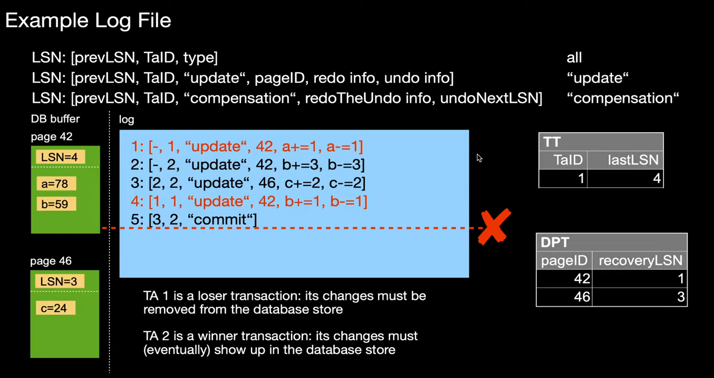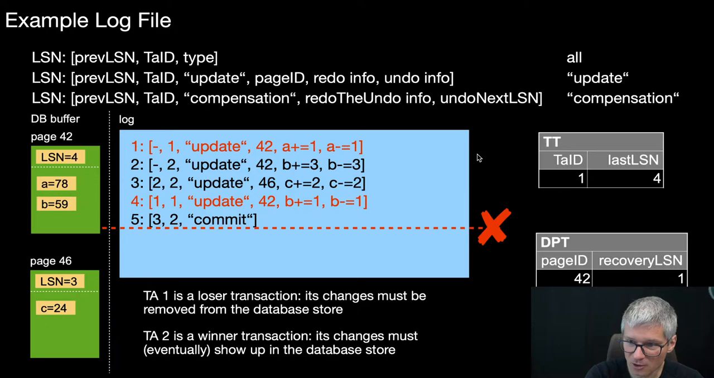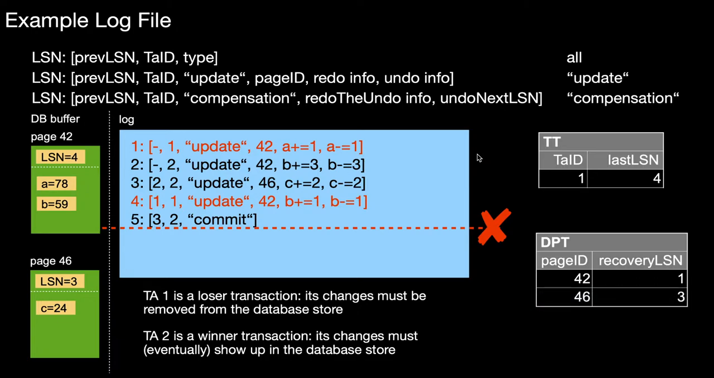So let's look at our example when we now incorporate our compensation log records. There's one entry in the data page table that's overlapping with my camera, so I'll switch off the camera. So that's the situation. Let's assume now there's a crash. Like in the previous slide, we have a scenario where one is a loser and one is a winner transaction.